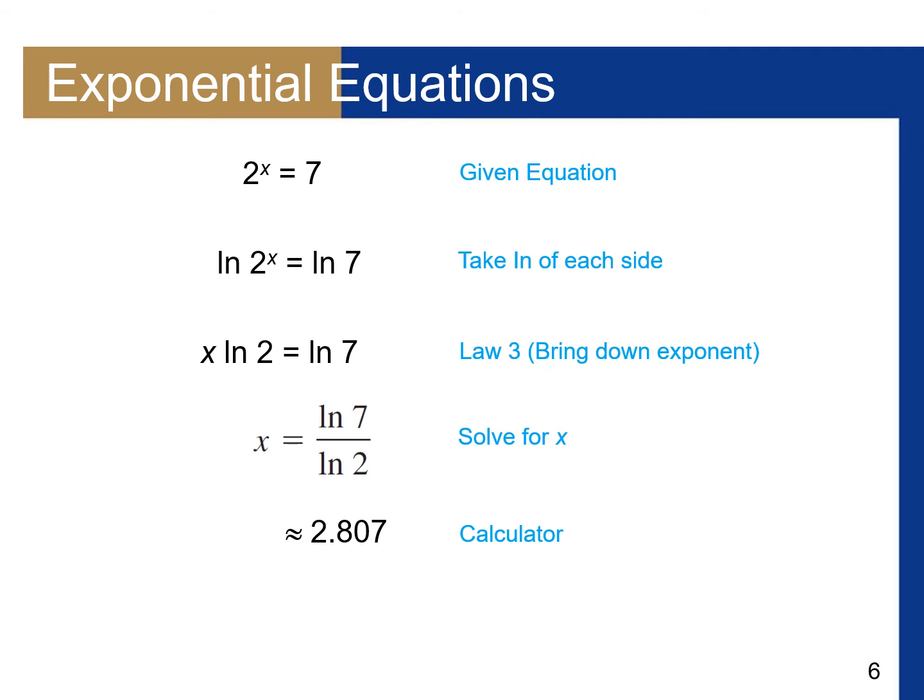So here we have 2 to the x equals 7. If we take the natural log of both sides, and then we're going to bring x down using the property of law 3, and you don't have to tell me which property it is. And then you can solve for x. So we have the natural log of 7 over the natural log of 2. Use your calculator, and then you'll get your answer.